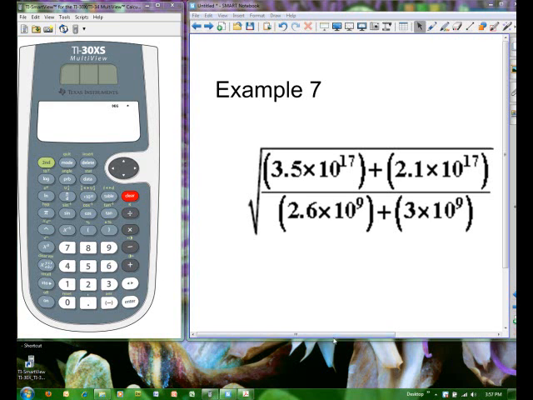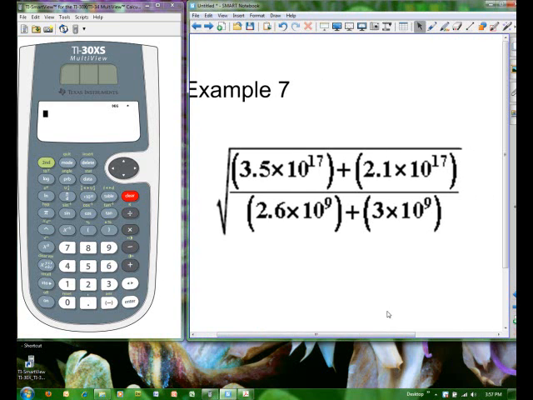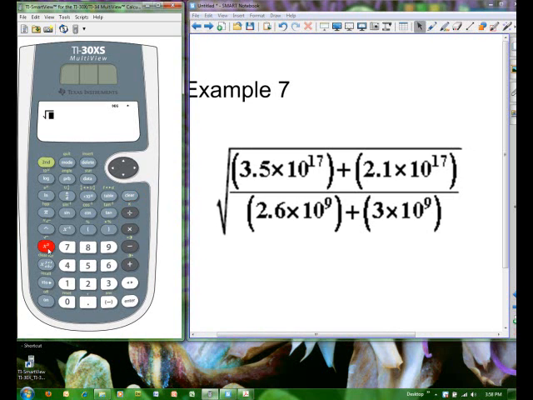In this last example, we're going to do a complicated problem that involves the square root symbol, it involves the fraction button, and it involves scientific notation. So I'm going to start by doing second x squared to get the square root feature. I then, underneath the radical, I want to put in a fraction. So I'm going to hit the n over d button and get my fraction symbol.